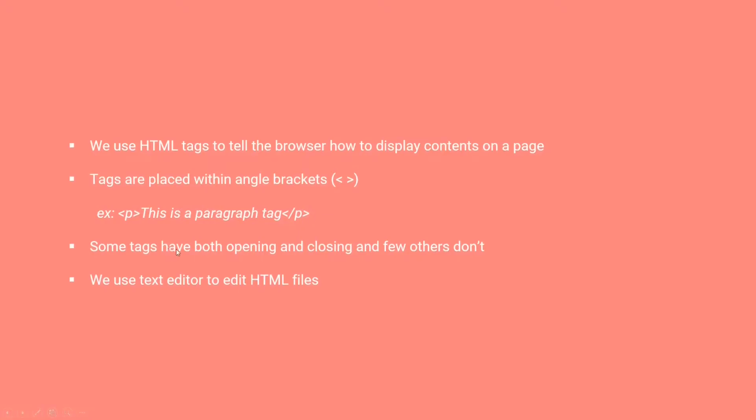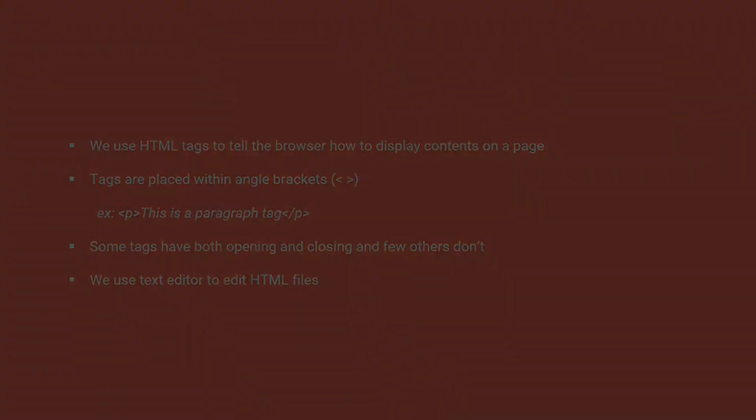Some HTML tags have both opening and closing tags, and a few others don't. For example, as you see here, this is the opening of a paragraph, and we close it to show that we close the paragraph. We use a text editor to edit HTML files. On the next screen we go over different types of text editors.